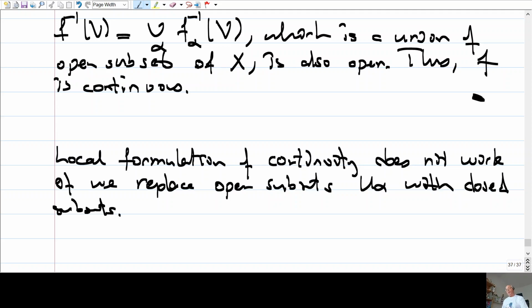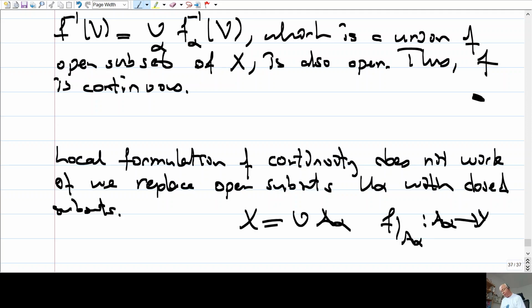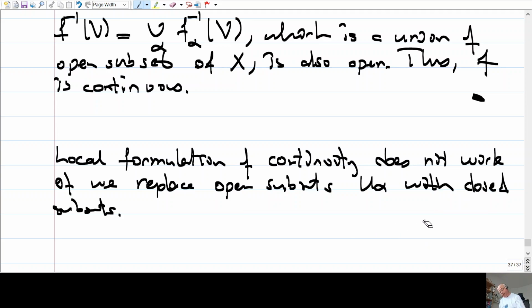Okay, so if I restate this local formulation, but instead of open subsets, I take closed subsets, so X is a union of closed sets, and f restricted to each of these is continuous. Then whether f is continuous or not, well, that's not true. So f may not be continuous. However, if we have finitely many of these subsets, then it works.